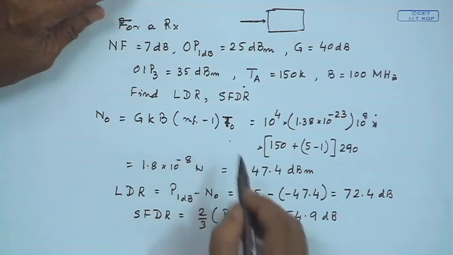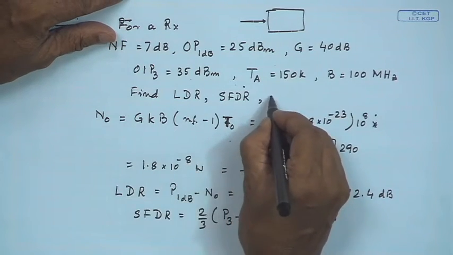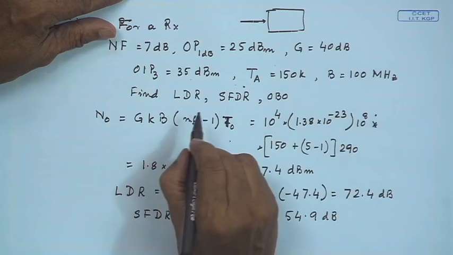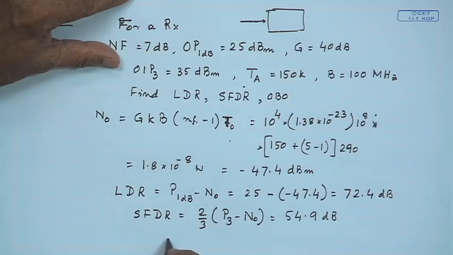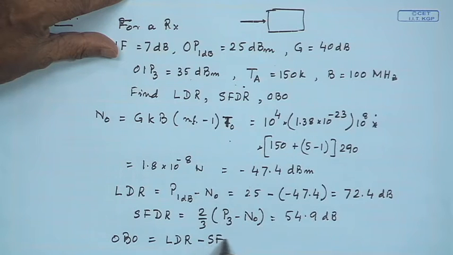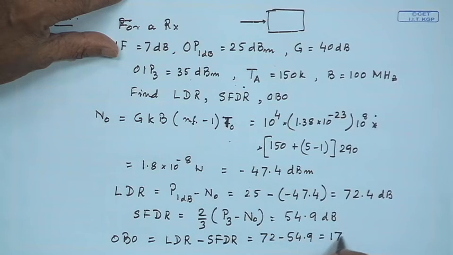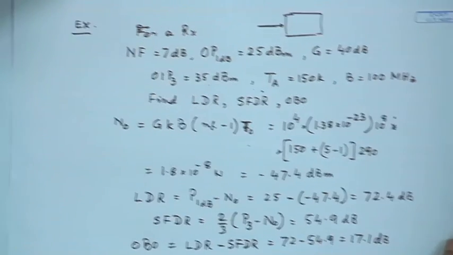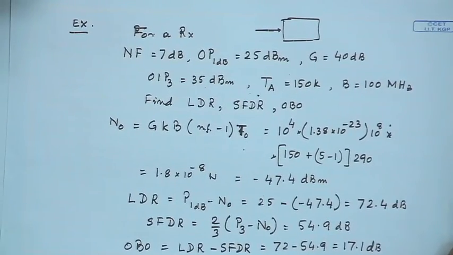Now, if I ask you, I extend this question, find out the output backoff of spurious free condition. Then as we have seen, the output backoff is equal to LDR minus SFDR, that is 72 minus 54.9, which is 17.1 dB. Now this is just an example for you to work out. A similar example we will try to give in the assignment.